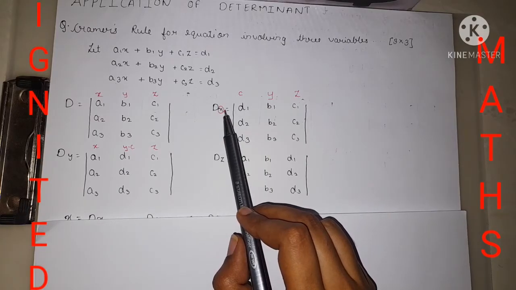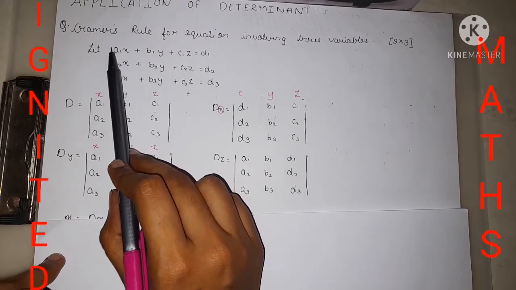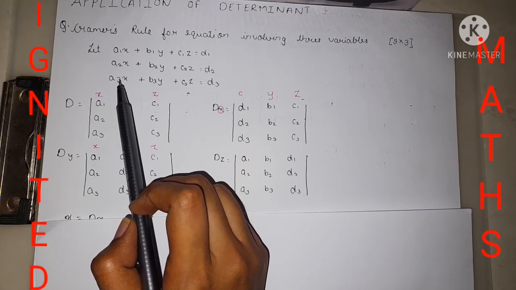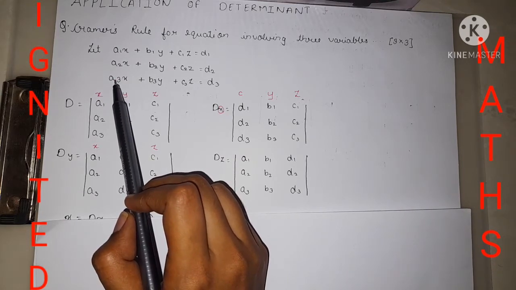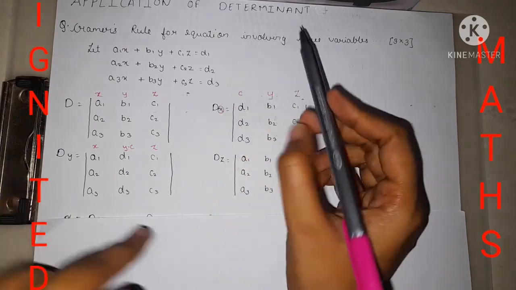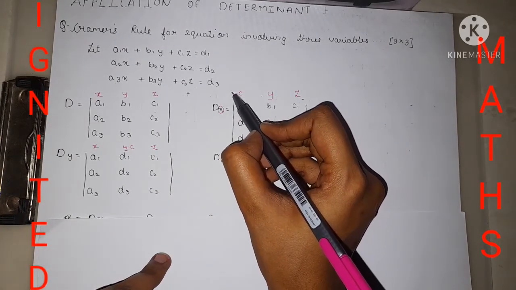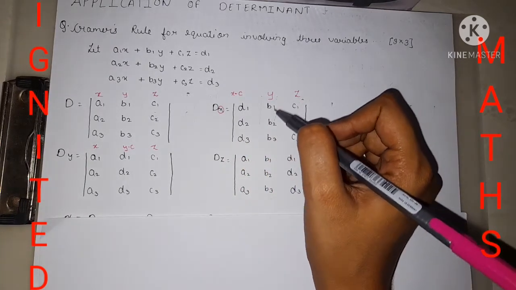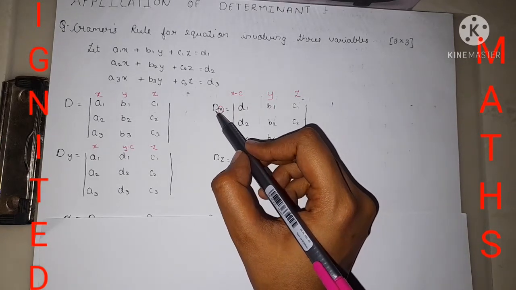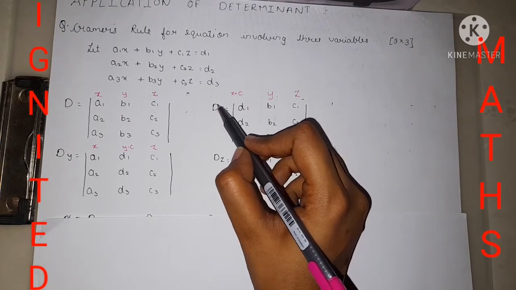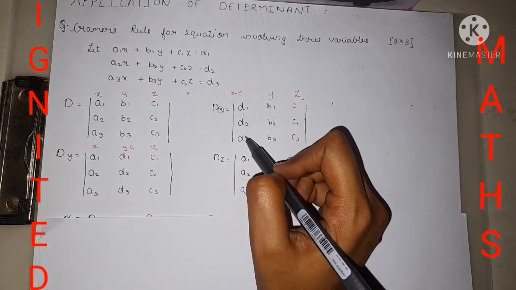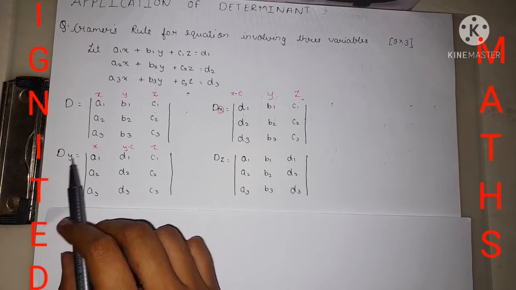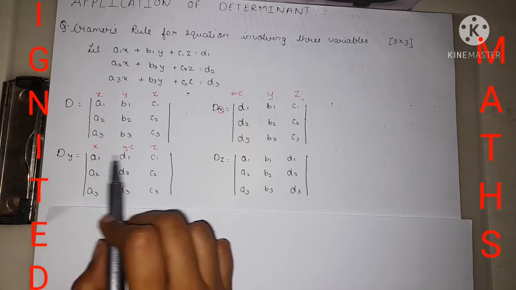For D with respect to x, you need to hide the elements of the x term. The x term elements are a1, a2, a3. So hide those elements; you need not take them. In place of them, I need to take the constant terms. In place of the x term, I will replace it with my constant terms, and the y and z columns you can write as they are, because they asked for D with respect to x, so you need to take the constant terms in the x column. Now while taking the Dy value, you need to take the constant terms in the y column. Rest all the elements will be the same.